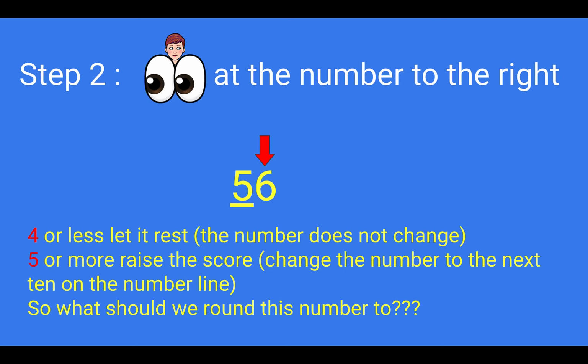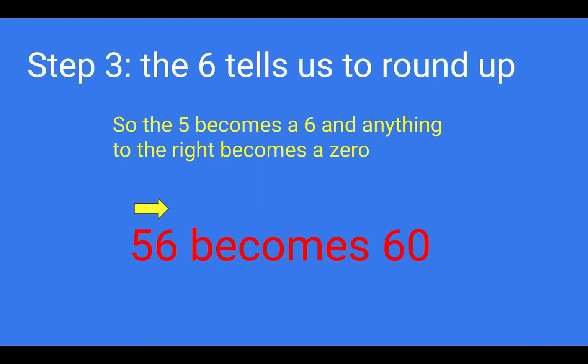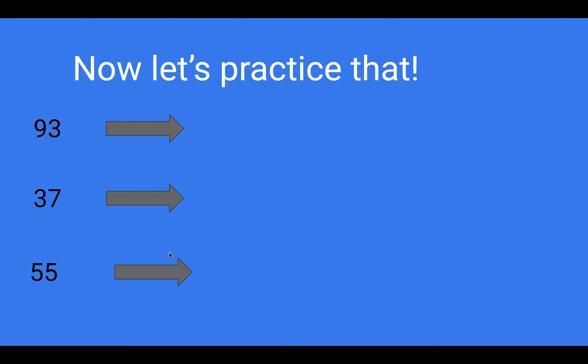Step 2, look at the number to the right. To the right of the 5 is a 6. If the number was 4 or less, the 5 would not change. But since the number is a 6, we're going to change the 5 to the next number up, to the next 10, which would be 60 actually. There we go. 56 becomes 60. And everything to the right of the number becomes a 0.